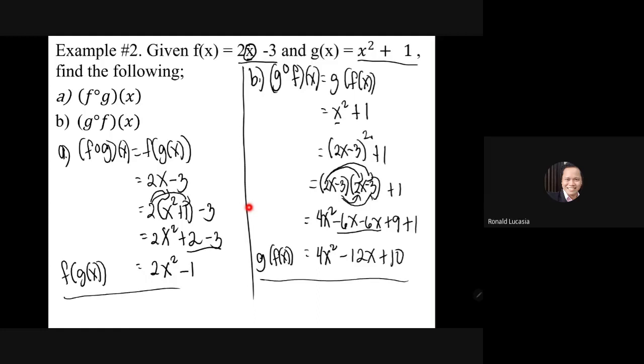Magkaiba sila ng sagot. That is the reason why in-stretch out ko kanina na hindi pwedeng magbaliktad yung pag-evaluate natin ng function. Okay? Question?